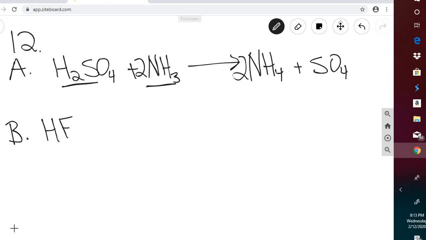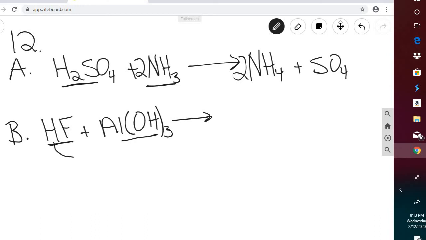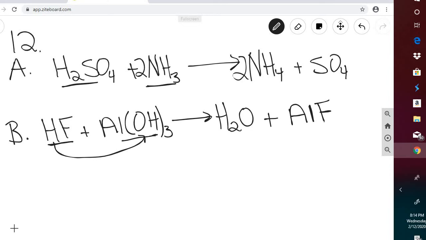HF and aluminum hydroxide. Okay, so again, you should recognize this is the acid and this is the base because it contains those hydroxides. So the hydrogen from the acid will be donated to that hydroxyl group to become water. And then what you have left over is the aluminum fluoride. And you have to look at the charges to see how that should be written.